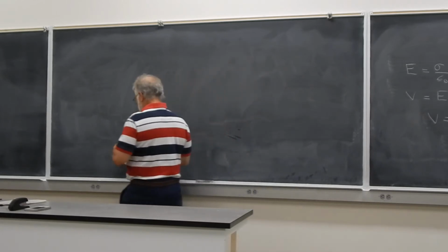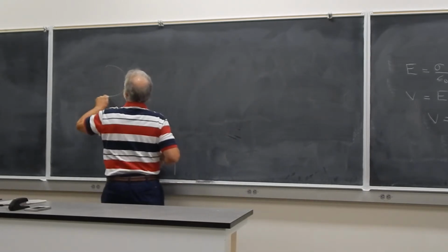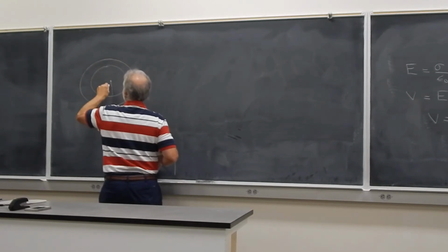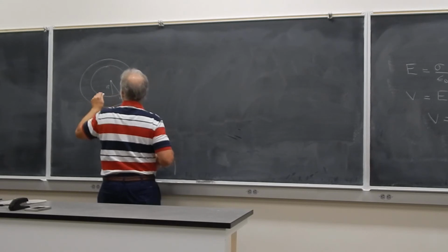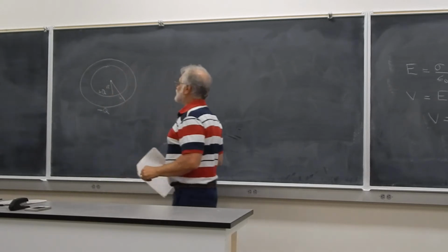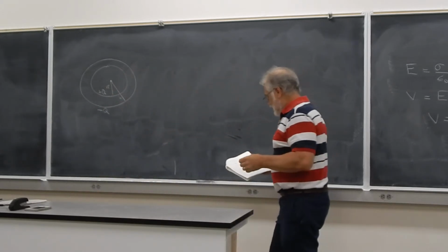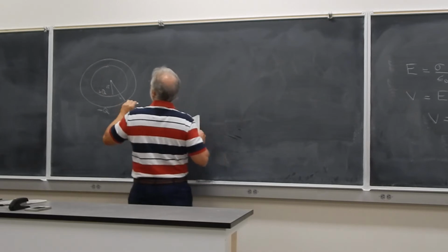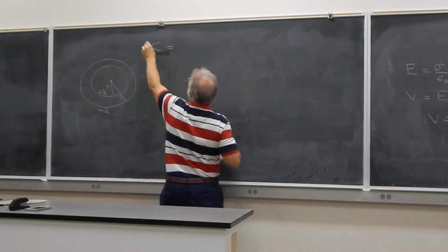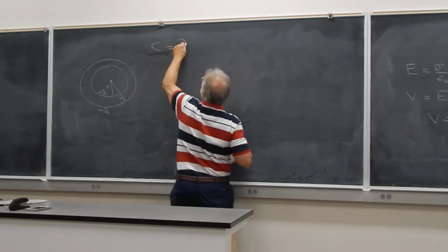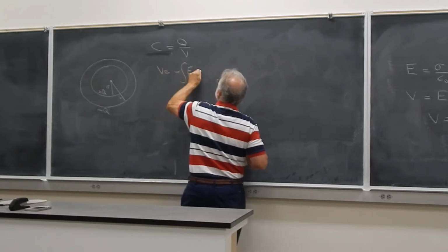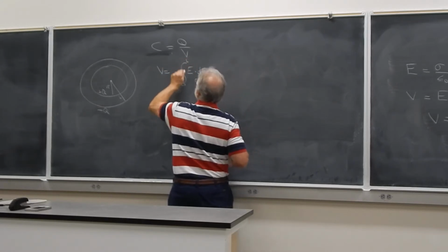Another interesting geometry is the spherical capacitor. So suppose I have two spheres, inner sphere radius A, outer sphere radius B, plus Q on the inner sphere, minus Q on the outer sphere. Suppose I want to calculate the capacitance for that. Once again, I'm going to use the flow chart. C is equal to Q over potential. Potential is equal to minus the integral of E dot ds from A to B.